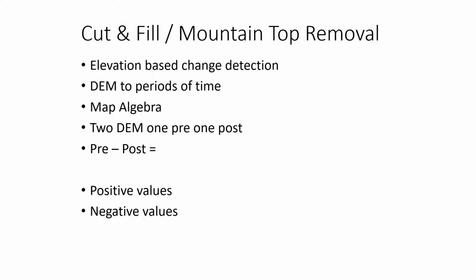Cut and fill is another easy one. Common for mountaintop removal, elevation-based changes. Take a digital elevation model at 2 different times, use map algebra, subtract one from the other. You get positive and negative values. Negative values is now a hole. In other words, somewhere you dug out, it's cut. Positive values is something that got filled in, that's fill.